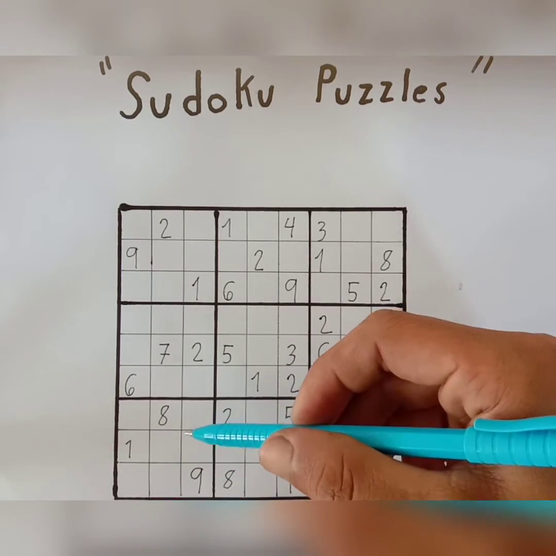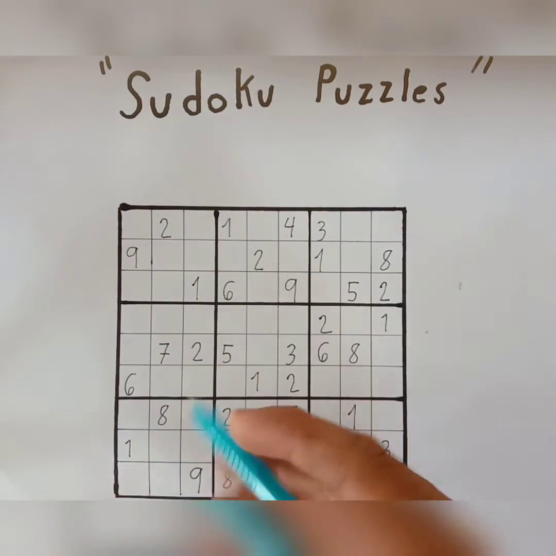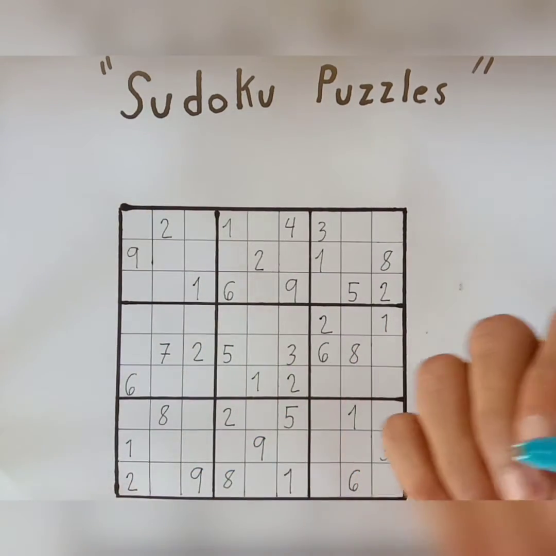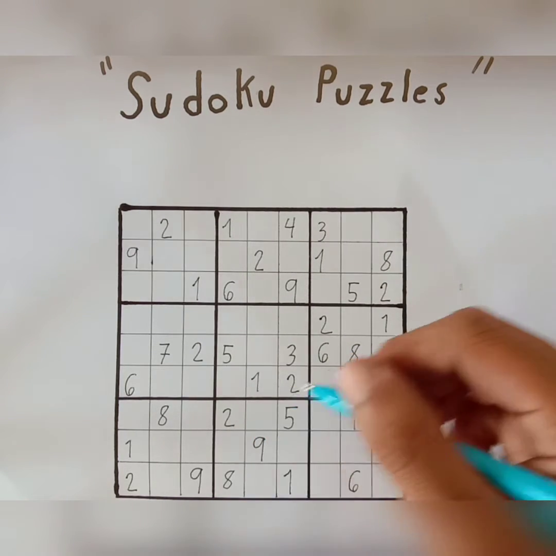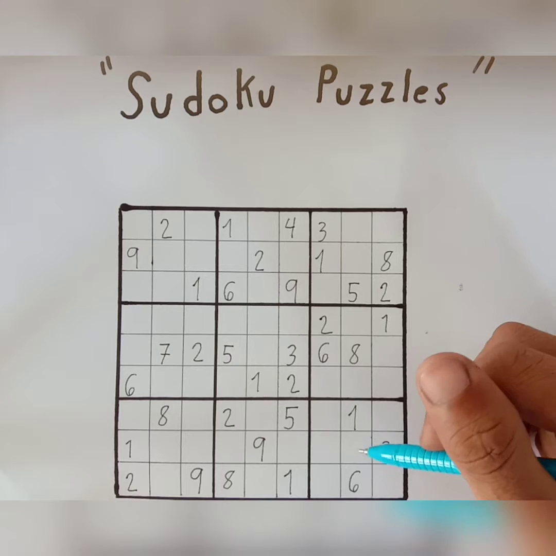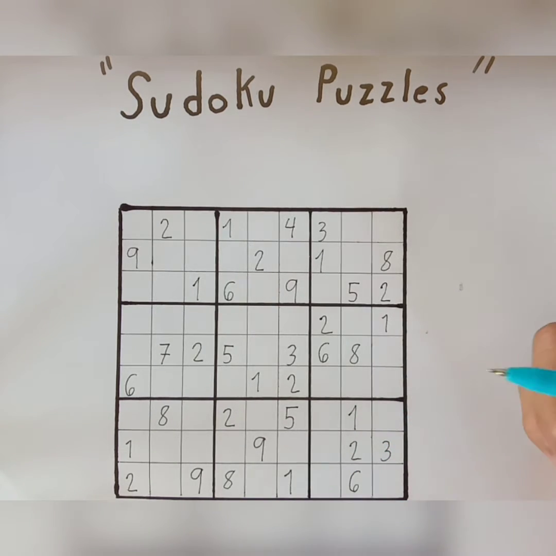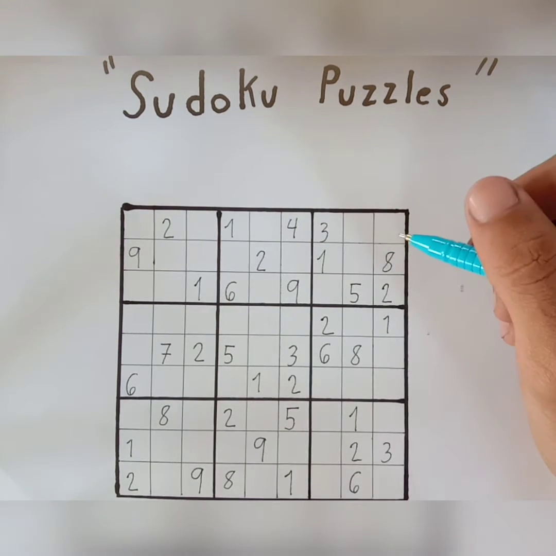Next, let's proceed to the third row. There is no number 2. We can write it there. There is number 2. Second box, there is number 2. Third box, none. We can write this. Now, let's move on again from the number 2. Let's proceed to the number 3.